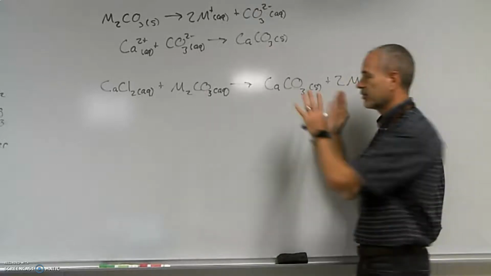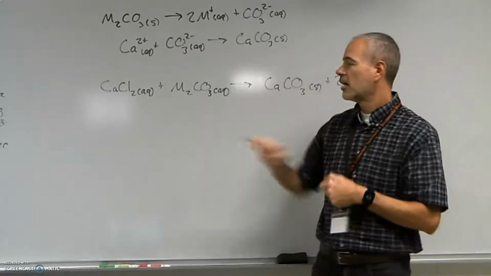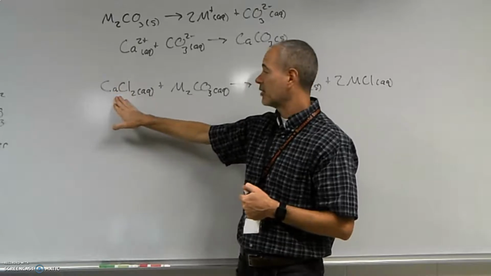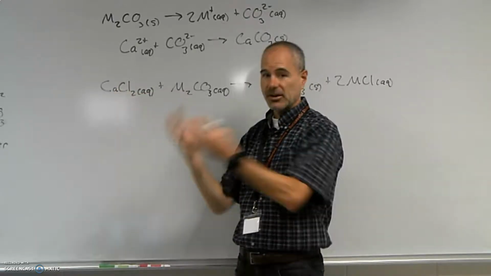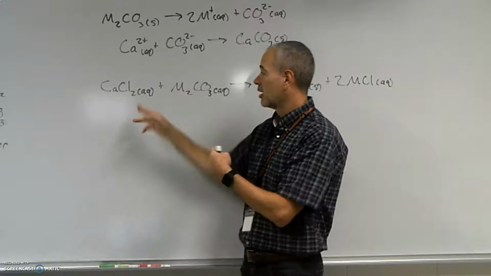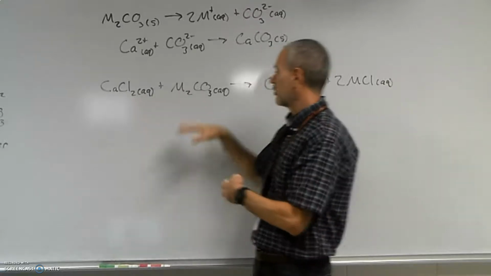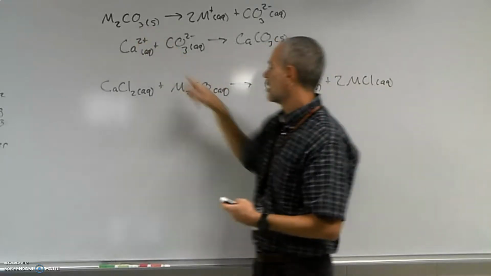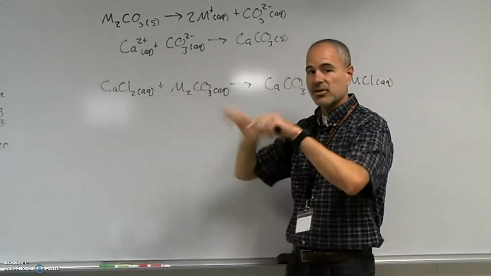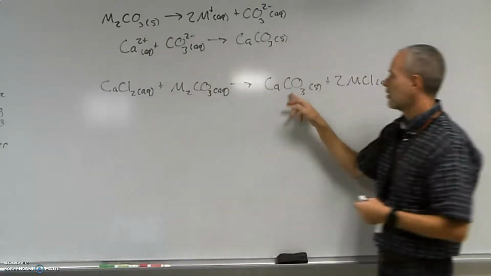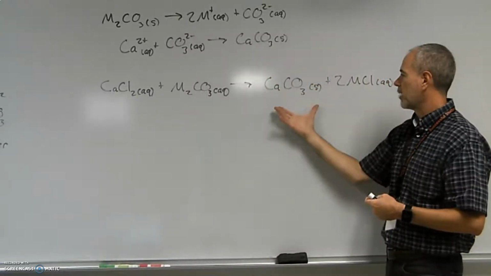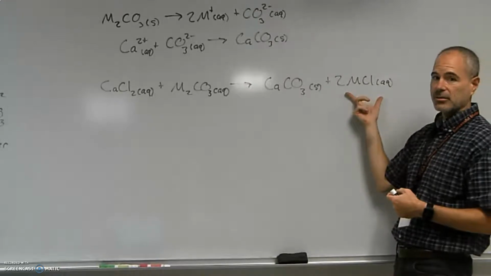So this is our big equation right here. We're going to take a solution of excess calcium chloride. It's a solution. It's clear. You're going to take this solution and mix it with another clear solution, the metal carbonate. And with this combination, when you mix them together, you are going to get the precipitate that we talked about up here. So this is going to go to the bottom, and these guys will stay in solution.